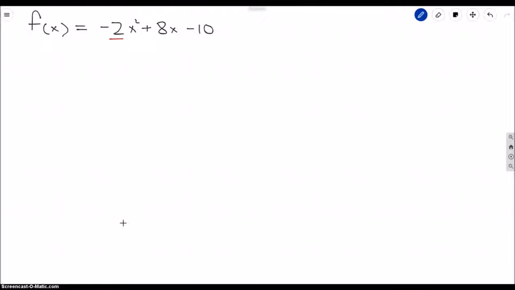Hi everybody, in this video we're going to talk about how we can convert a quadratic function that's in standard form to vertex form. And the reason we want to do that is so that we can identify any transformations that have been applied to the parent function to create this new function, and also it's going to help us really easily identify the location of the vertex of that parabola.